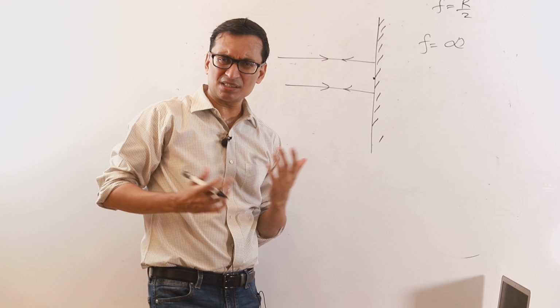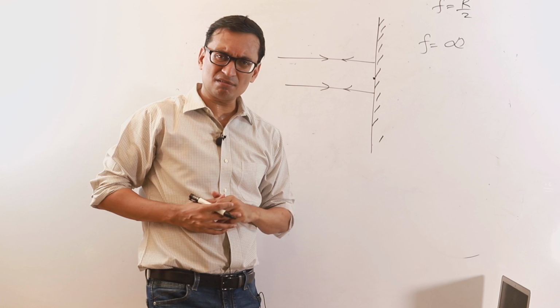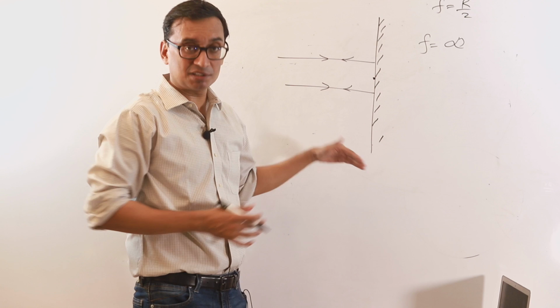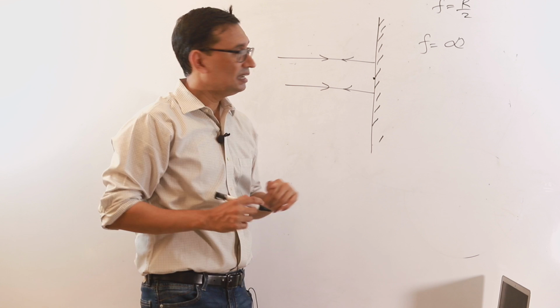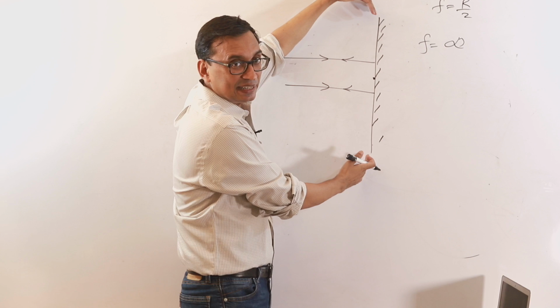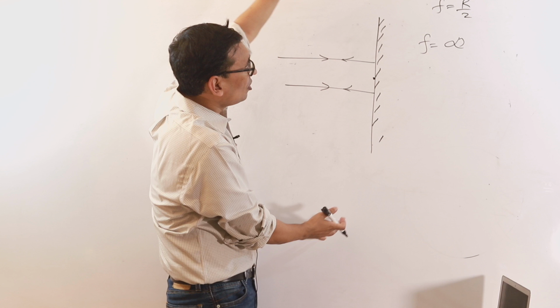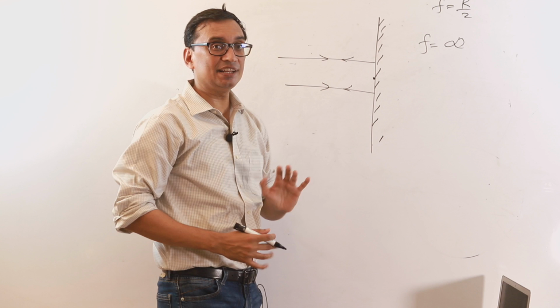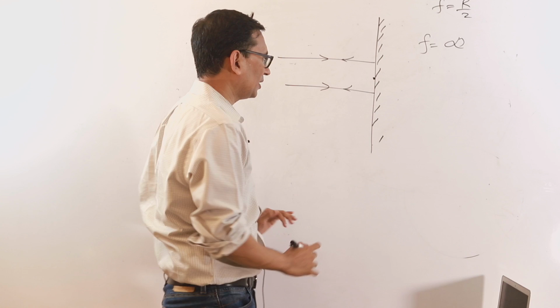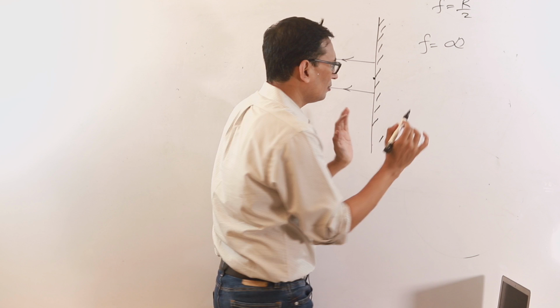So the question, what does radius of curvature mean? Because this is not a spherical mirror, this is a plane mirror. But this plane mirror can be thought of as part of a sphere of infinite radius. How? I'll show you. So just hold on. Okay. Just follow my logic.